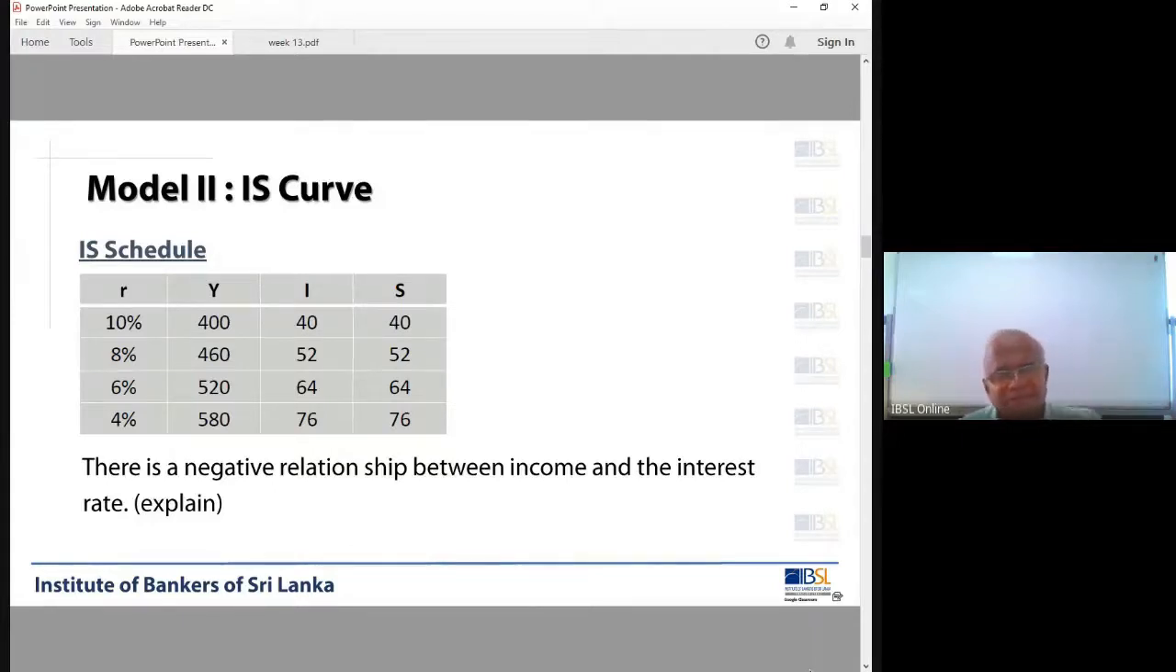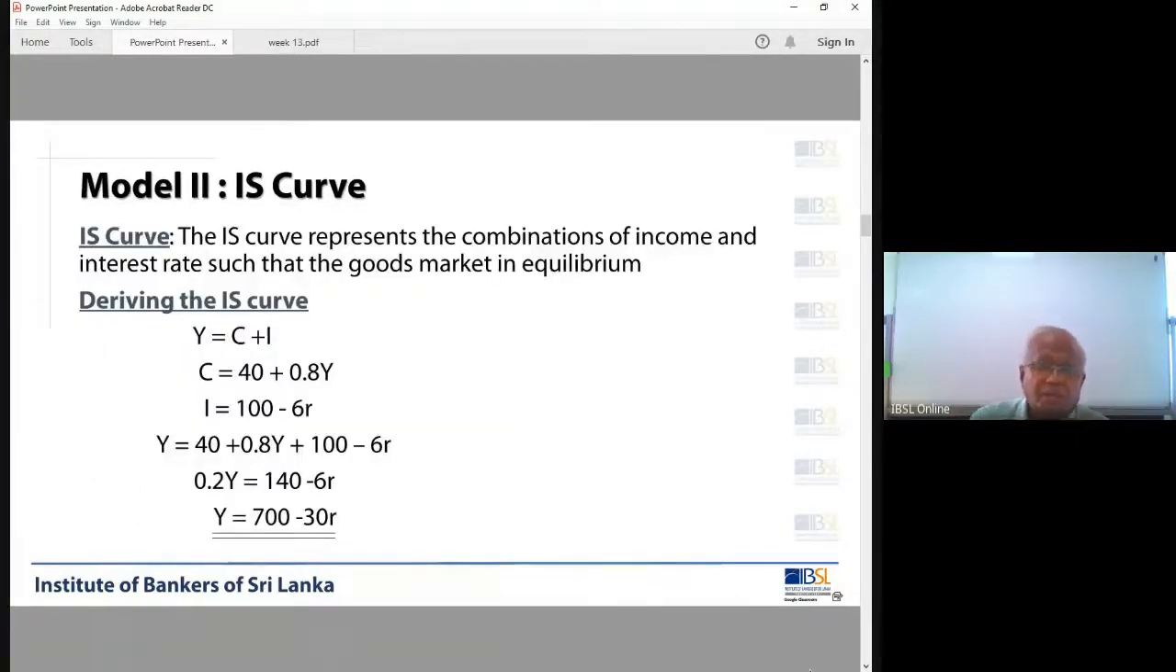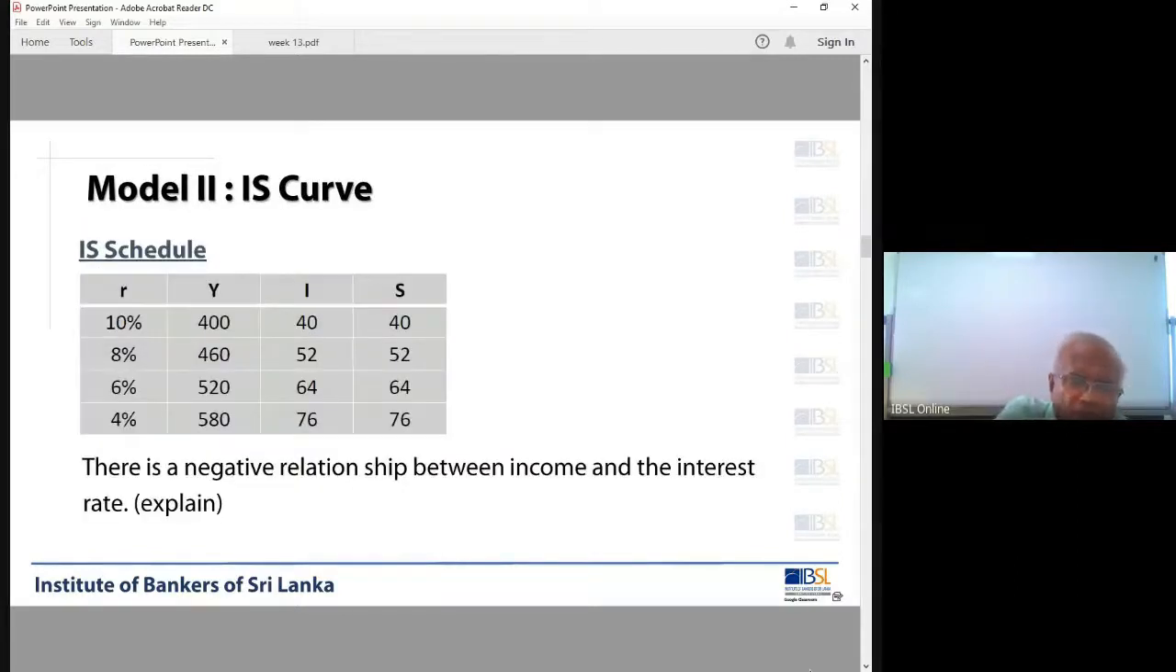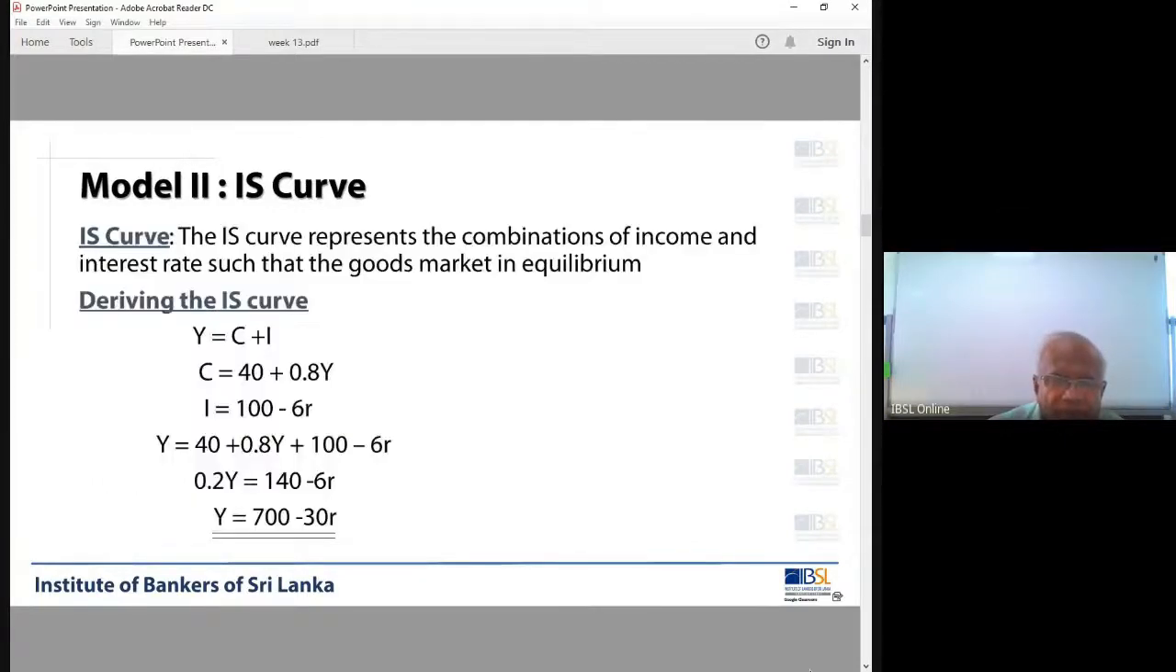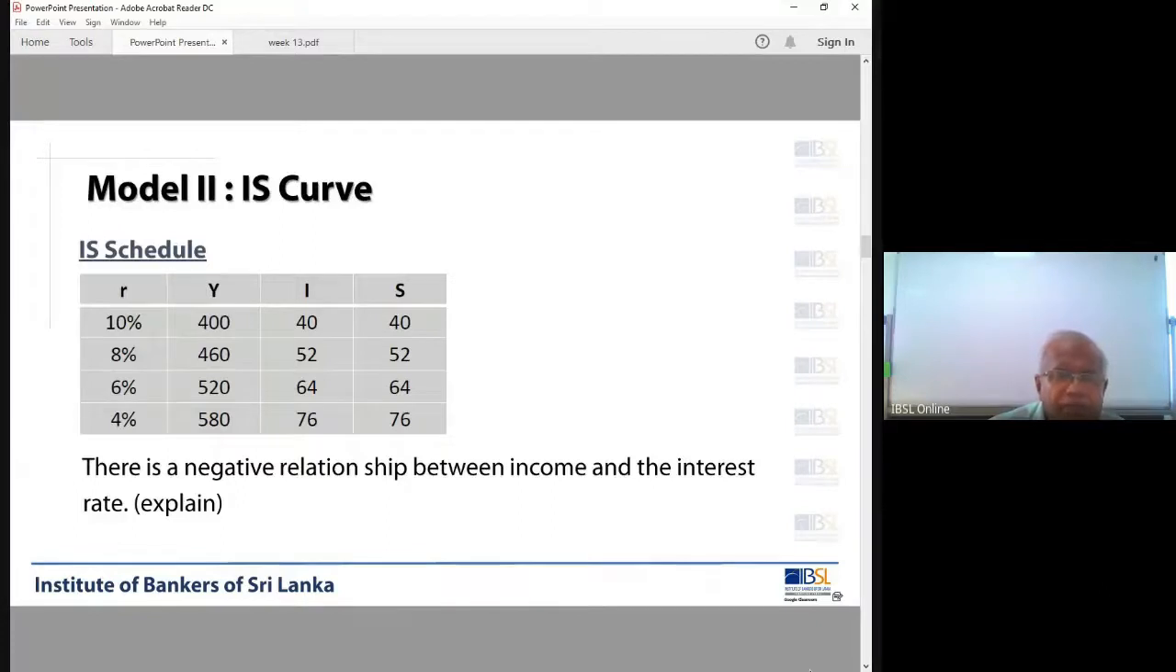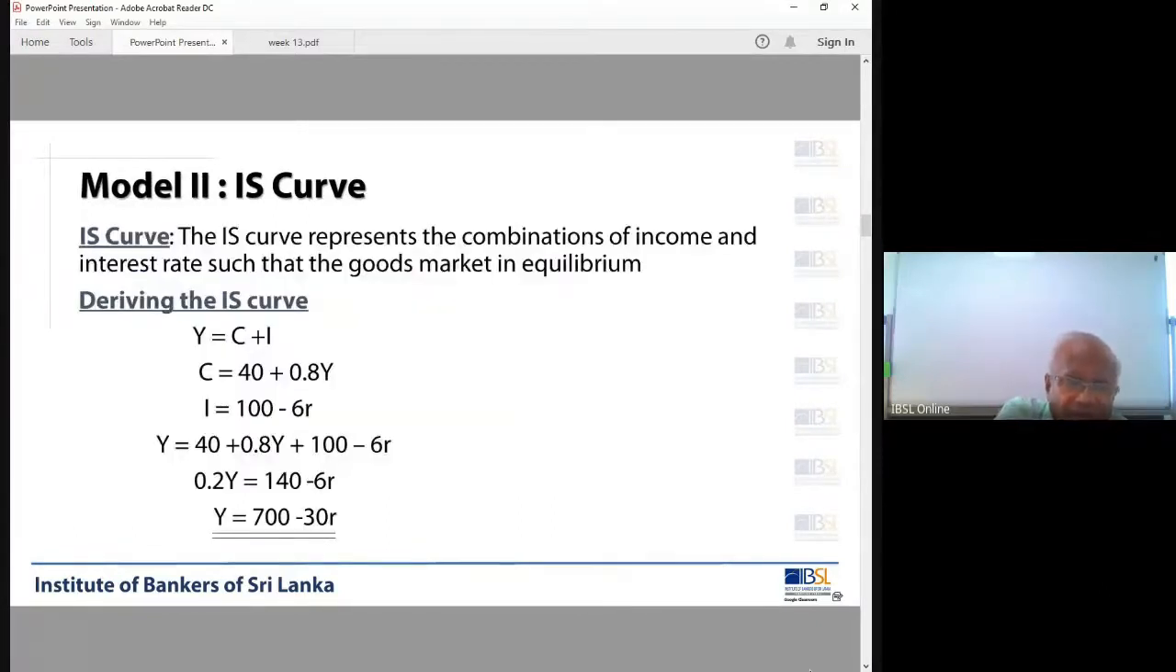The investment and savings. Investment we can calculate when the interest rate is 10%. Interest rate 10, what is investment? 100 minus 6 into 10 is 60. 100 minus 60 is 40. Investment 40. Then interest rate 8%. 6 into 8 is 48. 100 minus 48 is 52.